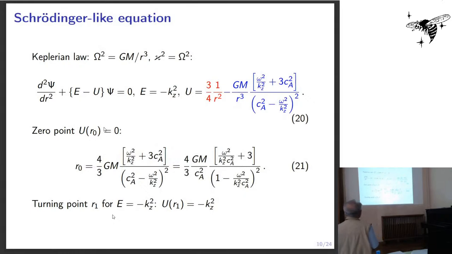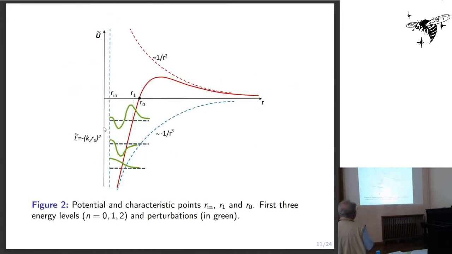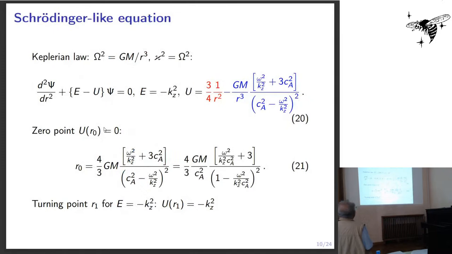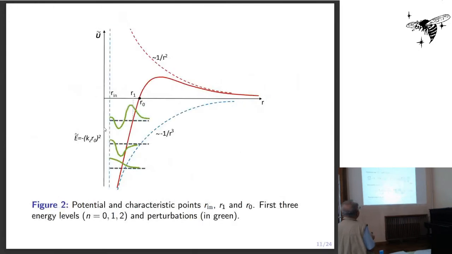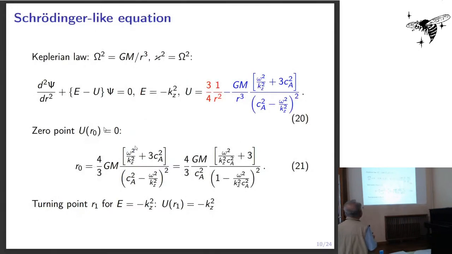Let us consider this equation. We have the Keplerian law, and we have characteristic points of this equation: zero points where the potential is equal to zero, and we have the turning point R1 for E equal to minus k_z square, and U_r at this point is equal to minus k_z square.